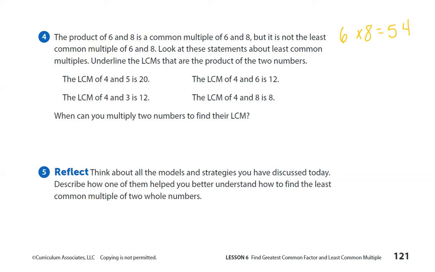But it's not the least common multiple of 6 and 8. Look at the statements about the least common multiples. Underline the LCMs that are the product of the two numbers. So sometimes the least common multiple is the two numbers multiplied together. Which one is it? Okay, the least common multiple of 4 and 5 is 20. The product of 4 and 5 is also 20.